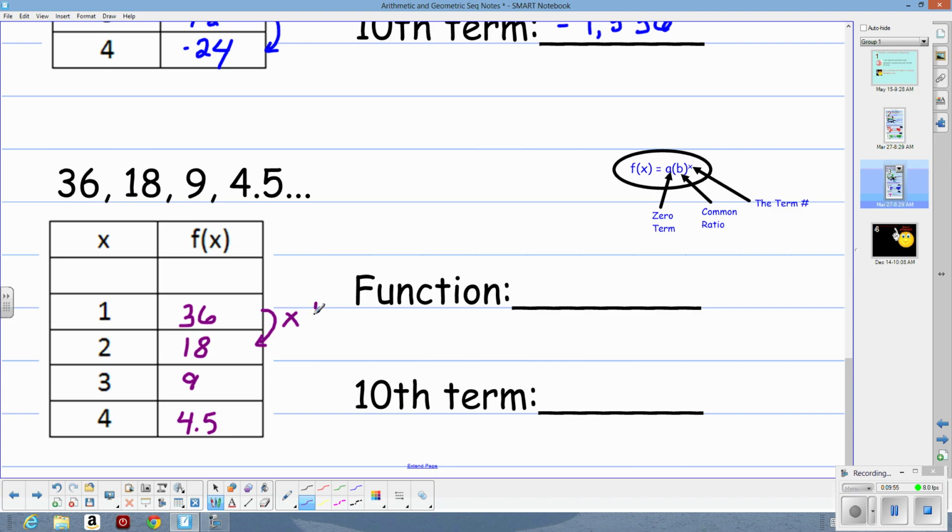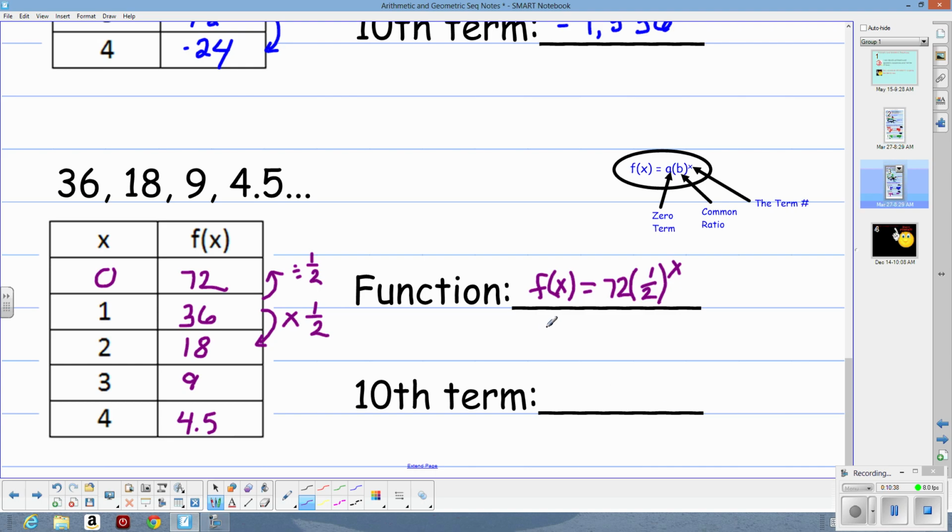multiplying by 1/2. So instead of multiplying by 1/2, we're going to divide by 1/2 to find the 0 term. And remember, dividing by 1/2 is the same thing as multiplying by 2. So 36 multiplied by 2 is 72. So for our rule, we have our function is f(x) equals our 0 term, which is 72, times our common ratio, which is 1/2, or 0.5, to the x power.